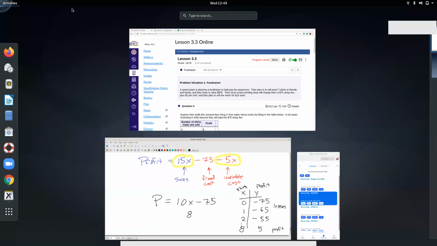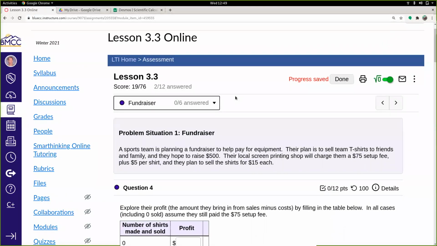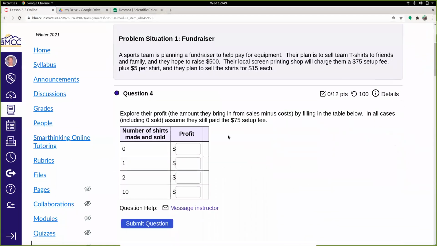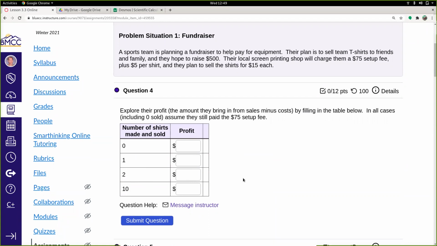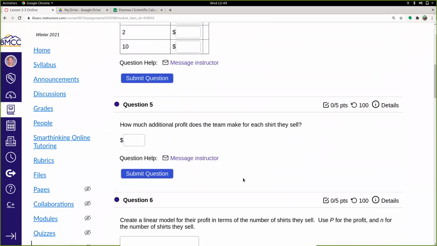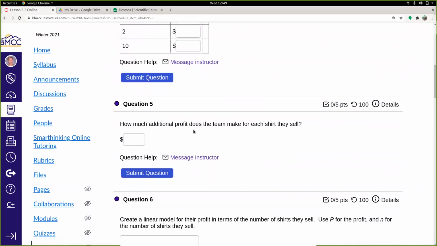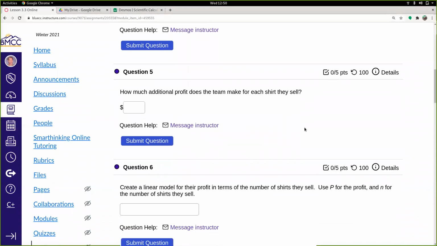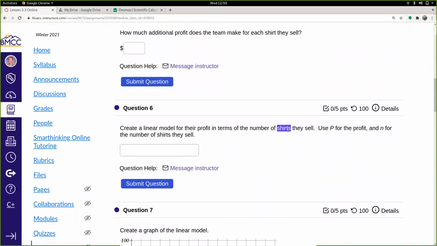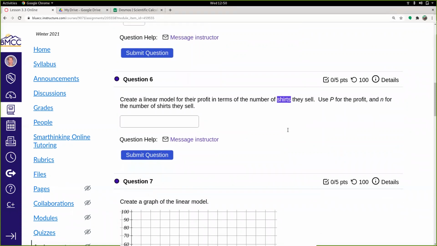All right, so here's what we're going to do next. I got the setup going for you. We got to build a table here, and they only put in 1, 2, and 10. To answer some other questions, you may want to make some other calculations. So we got a table to fill out. How much additional profit does the team make for each shirt they sell? I kind of answered that question on the other page, but not directly. Create a linear model. Definitely did that in the notes just now.